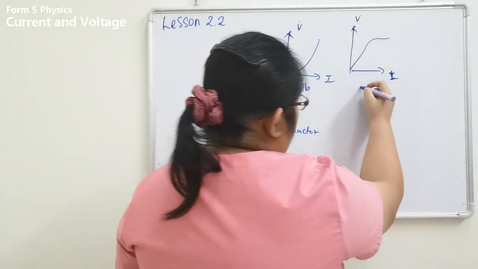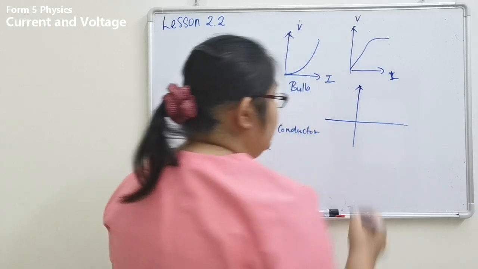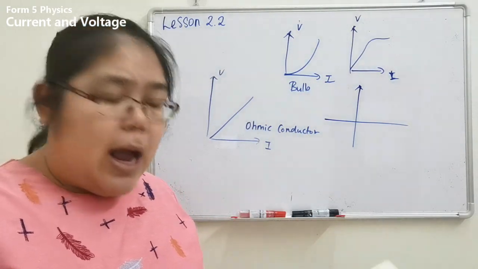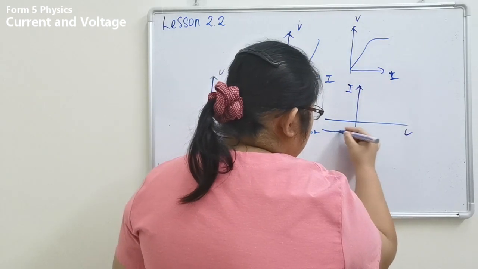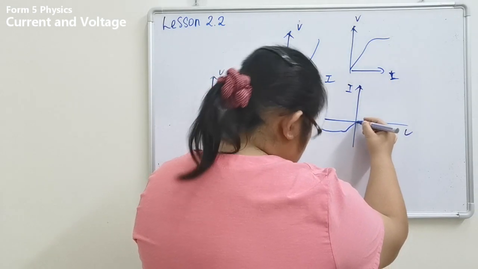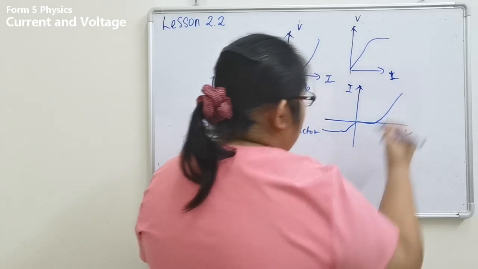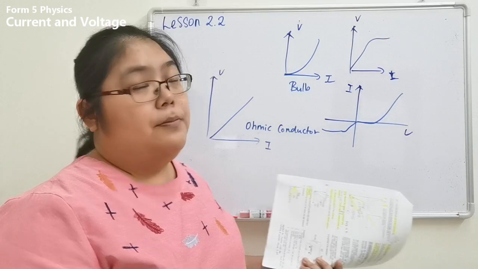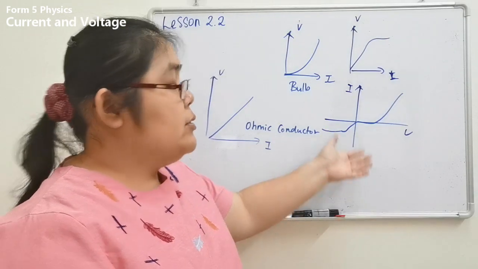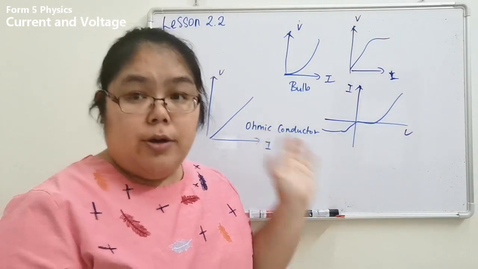A semiconductor. Sometimes, there's an I versus V graph like this. Up, then after that flat, then up. So this is another graph that does not pass through the origin. So this one we can also say is a non-ohmic conductor.